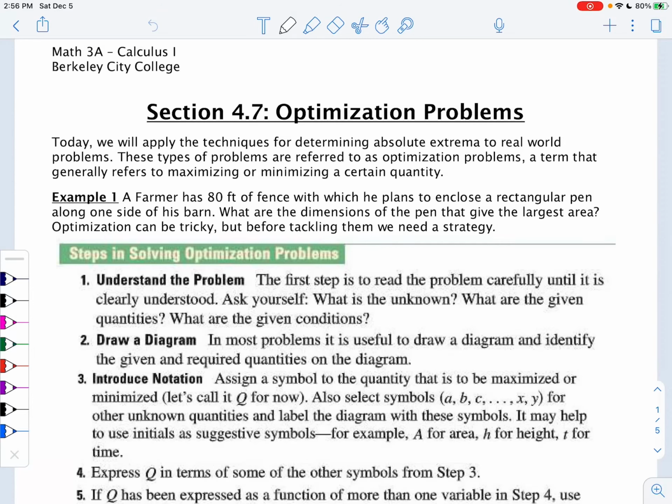Hello people, this is section 4.7 optimization problems. This is calculus 1 and we are using James Stewart's Calculus Early Transcendentals book, and this is an application of the derivative. So what are optimization problems?